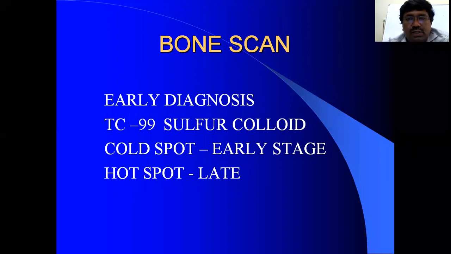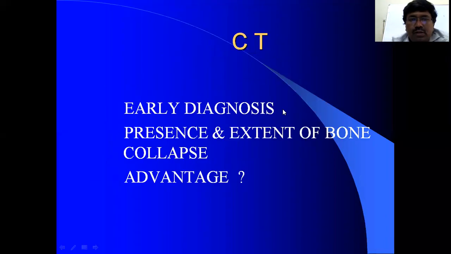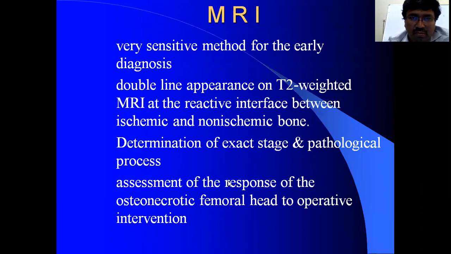So next is a bone scan, another mode of diagnosis. Bone scan is useful in early diagnosis, but it is costly. And here we use technetium 99 sulfur colloid, which is useful for early diagnosis. These are the bone scan findings. So another is a CT scan. It also helps in early diagnosis, but the advantage is questionable.